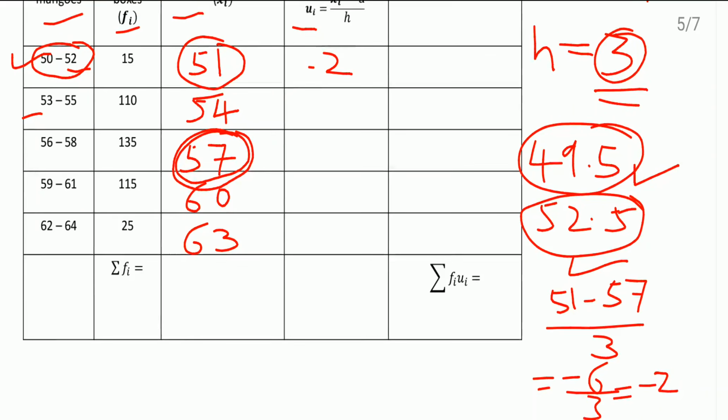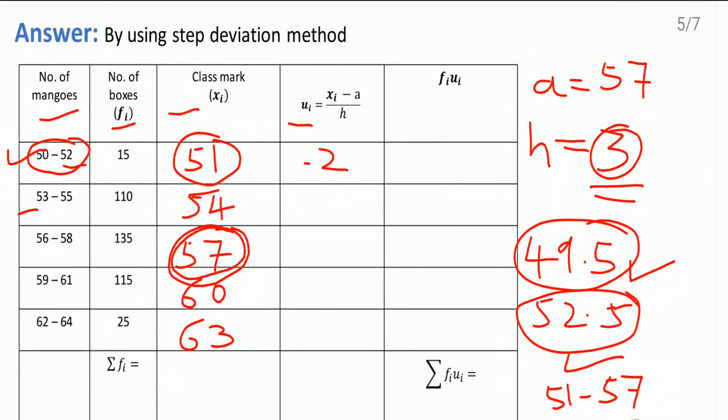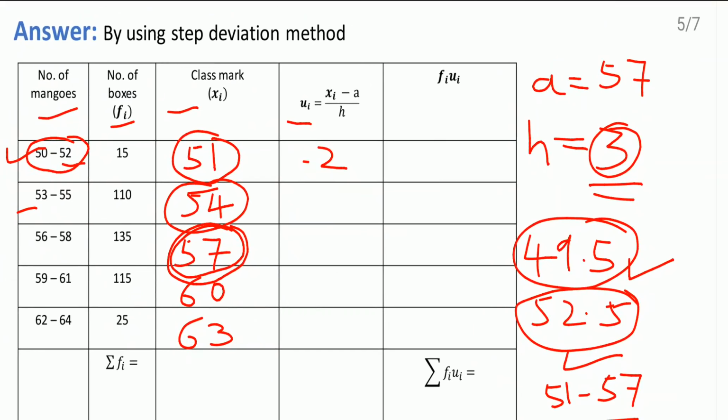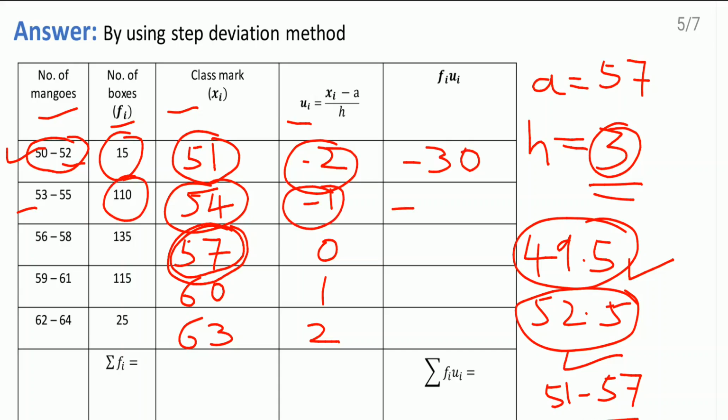Correct? Now here for the second one, 54 minus 57. 54 minus 57 is what? Minus 3. Minus 3 by 3 is minus 1. Then 57 minus 57 is 0 only. So here 1, here 2. Use the logic. Correct. Now what do I need to do? I need to multiply fi and ui, which comes as here minus 30. 110 into minus 1, so minus 110. This one will come 0 only. So 115 into 1. 25 into 2 is 50.